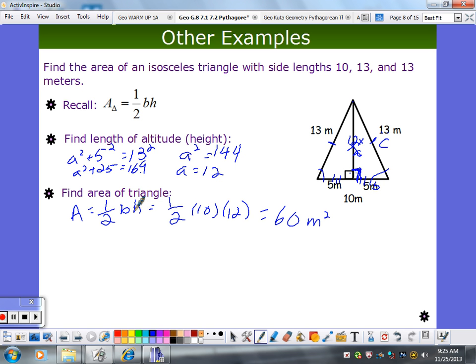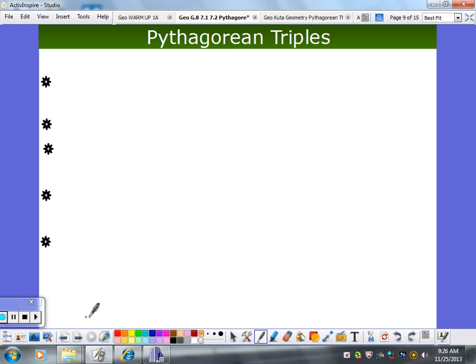One half base times height. So one half, my base is this part here, 10, and then this is my height of 12. One half of 10. These are multiplies, right? One half times 10 is 5, times 12 is 60. Yeah. All right, so let's see what else we have here.